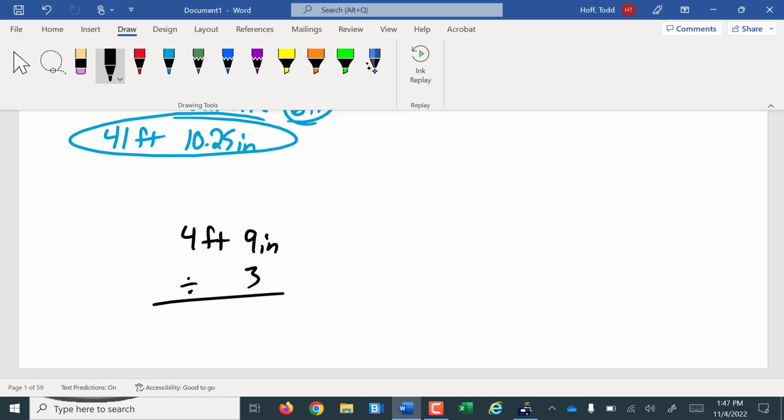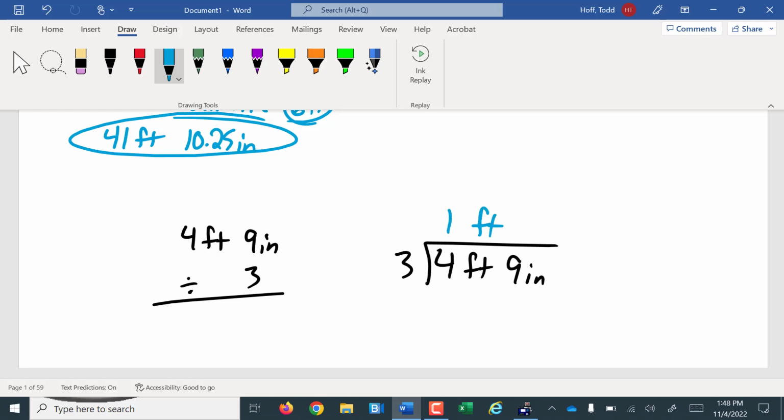Four feet 9 inches divided by 3. Well, it's probably more used to seeing that written something like this. 3 goes into 4 feet how many times? Once. Oops, sorry, make that 1 foot. 1 foot times 3 is 3 feet. We subtract to get 1 foot.